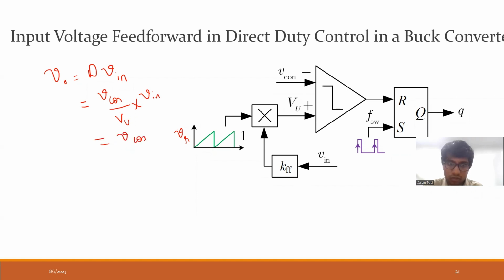So this becomes V con, Vu becomes KFF into Vn into Vn. So this and this get cancelled, so it becomes V con by KFF. Using this method, the output voltage becomes independent of changes in input voltage. This is known as input voltage feed forward.